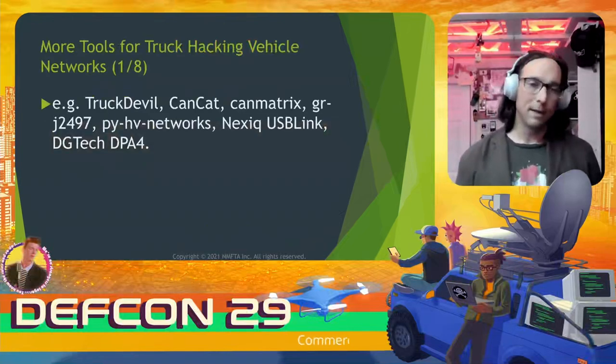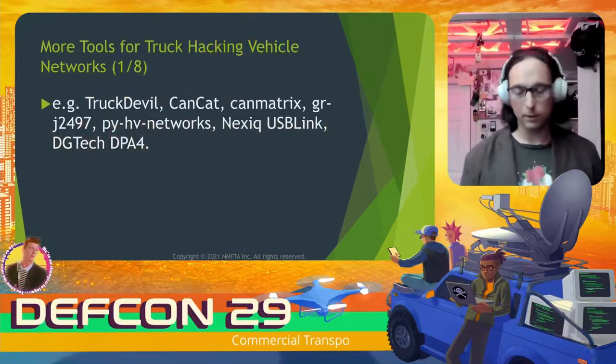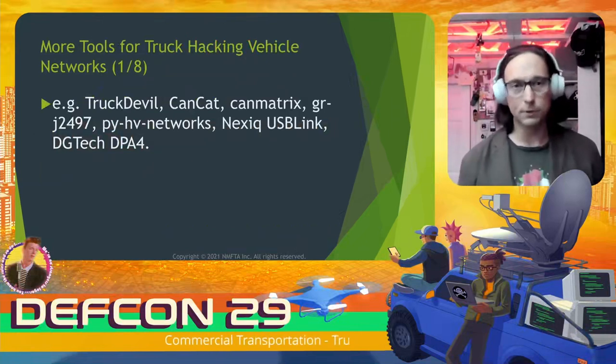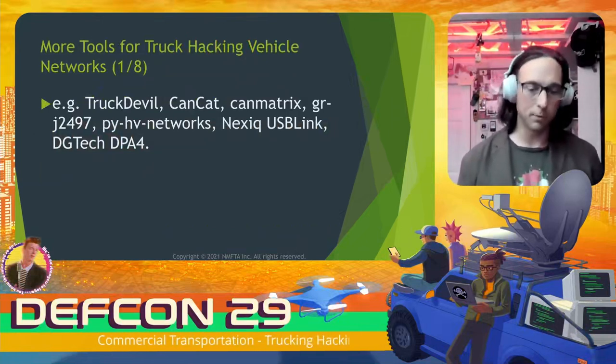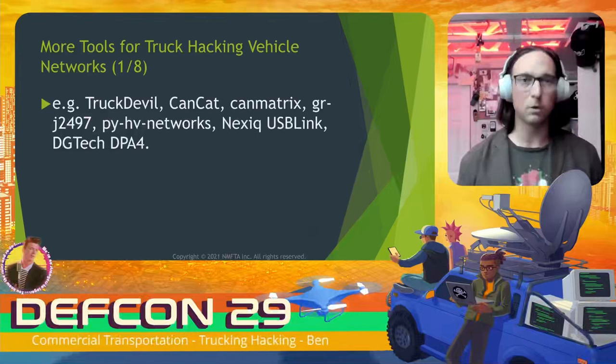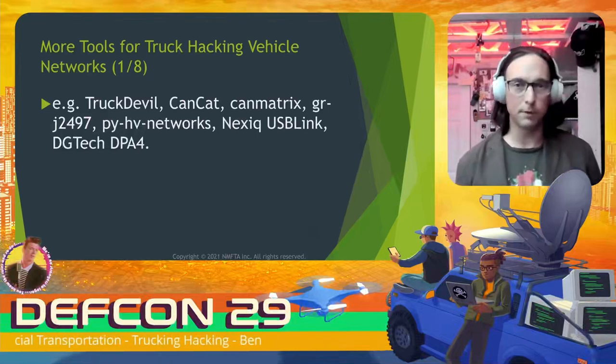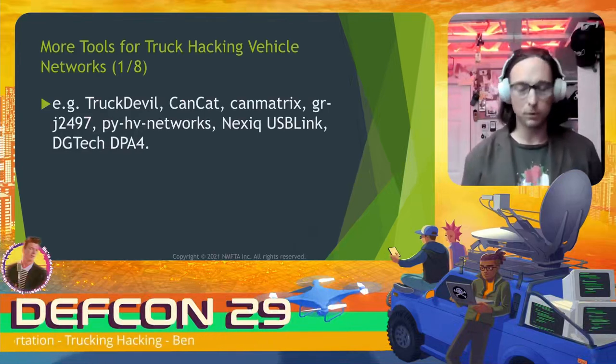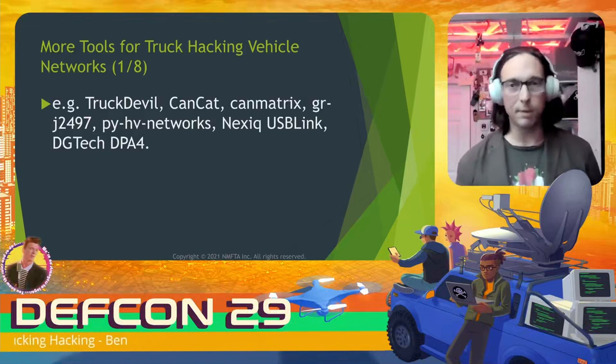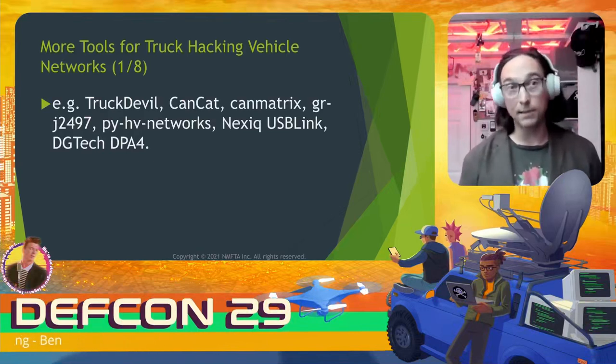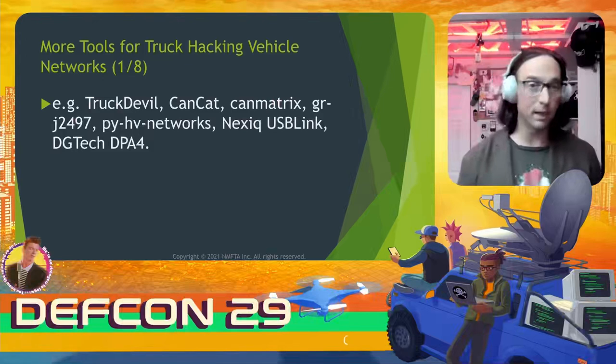Right, and that's not the only tools. We mentioned this earlier, there's non-socket CAN options such as TruckDevil and CANCAT, which are great tools for putting together your own CAN frames or even receiving your own CAN frames for J1939. The CAN matrix tool is great for converting between different database formats. It actually has a basic J1939 DBC that's available in it.